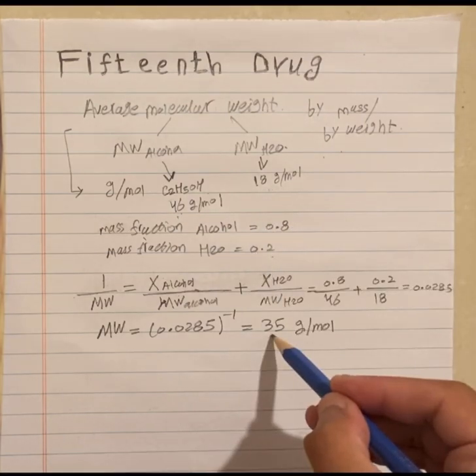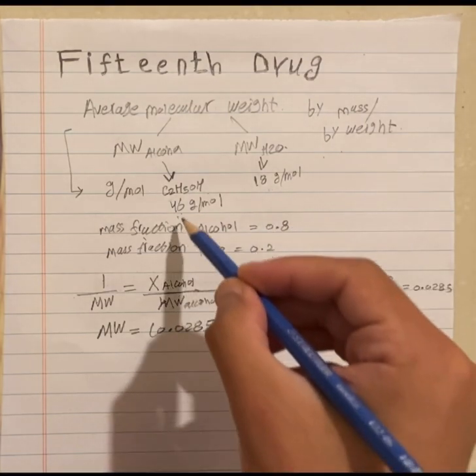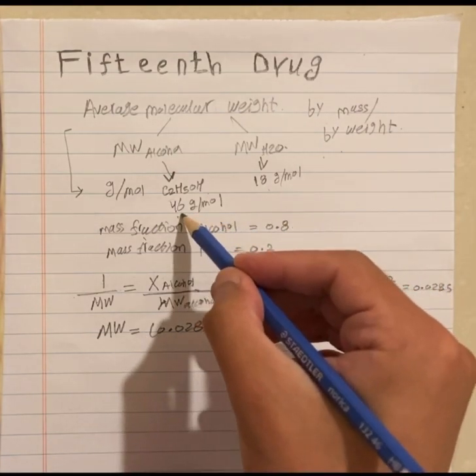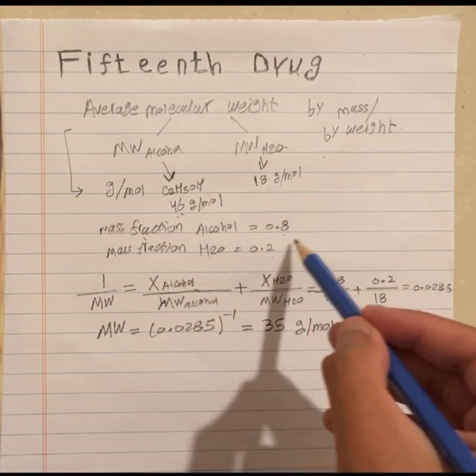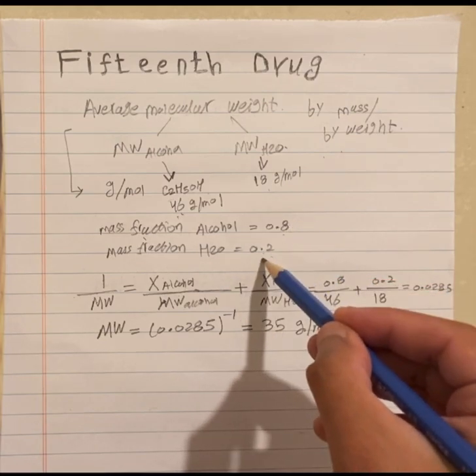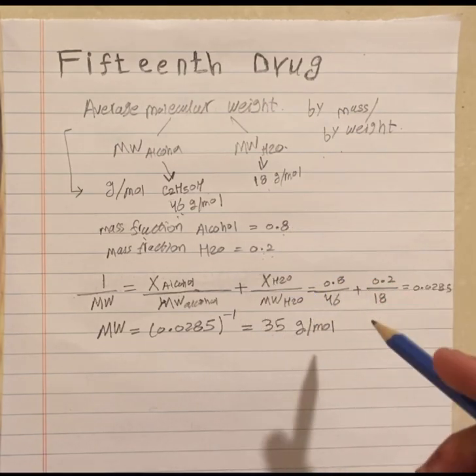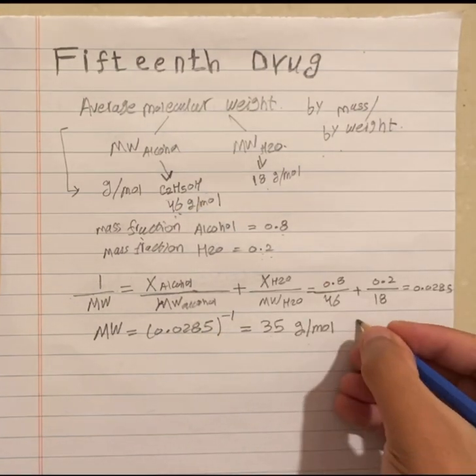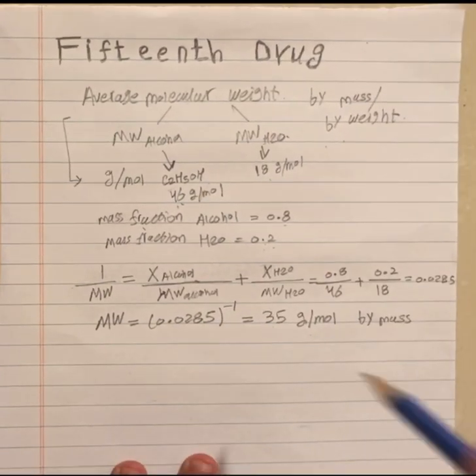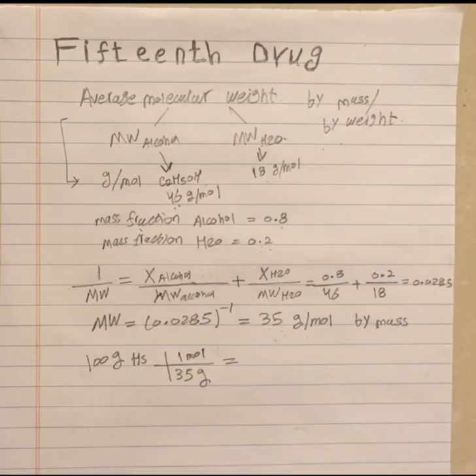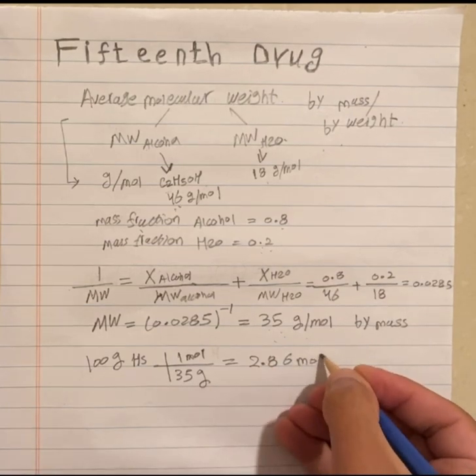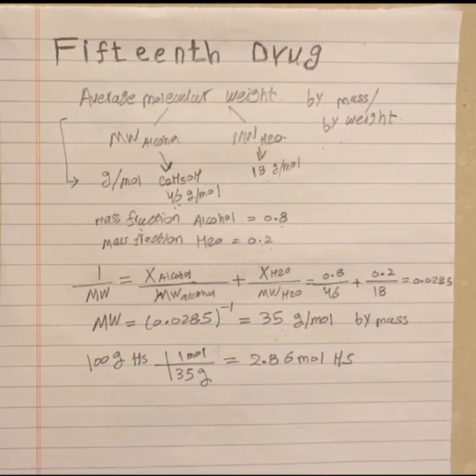Furthermore, 35 gram per mole has to be close to 46 gram per mole, which is the molecular weight of ethanol. The reason is that the portion of the alcohol is higher than the portion of water. The average molecular weight will be a little bit closer to 46 gram per mole, and as I said, this is by mass. Now use this as a conversion factor. You will find the value in terms of mole: 2.86 mole of hand sanitizer inside the container.